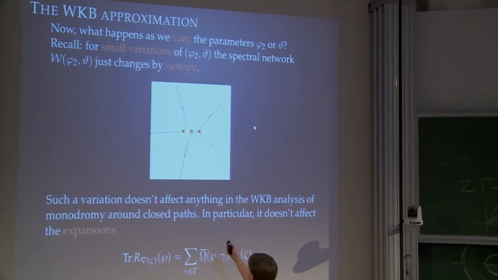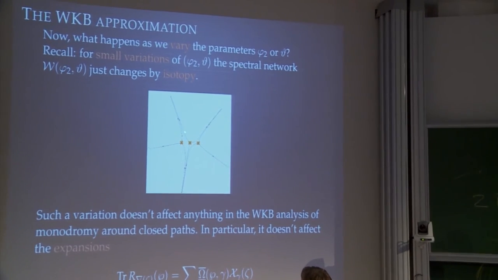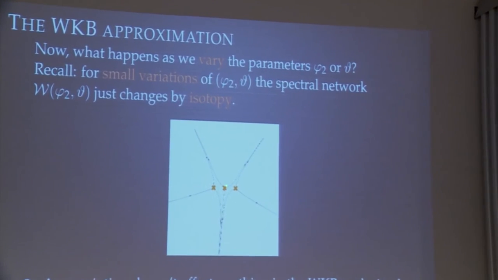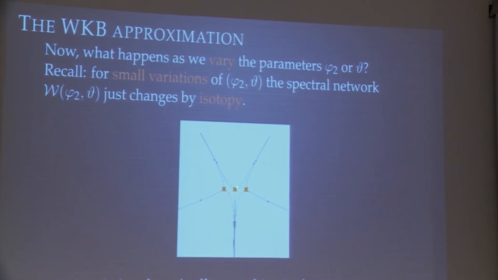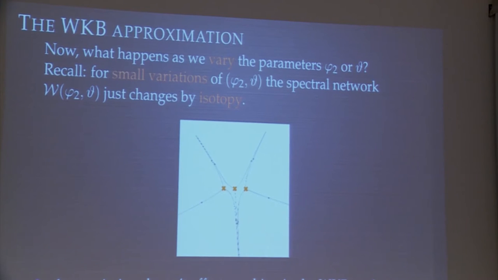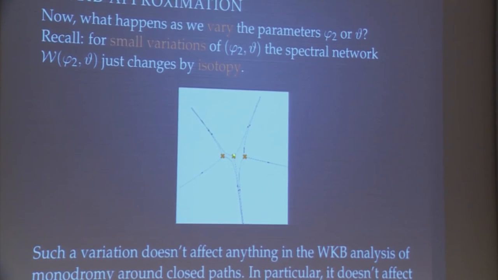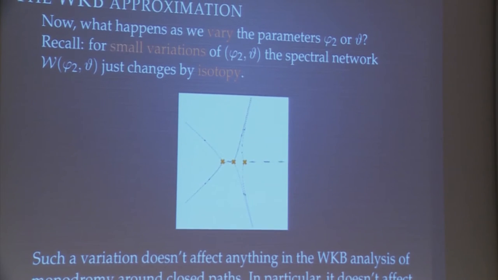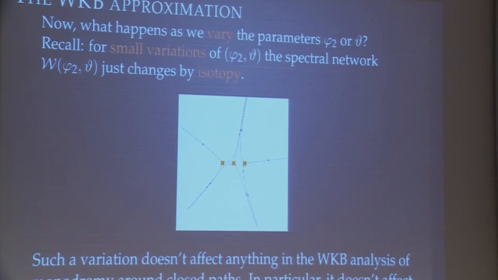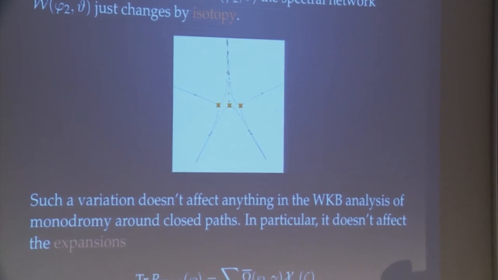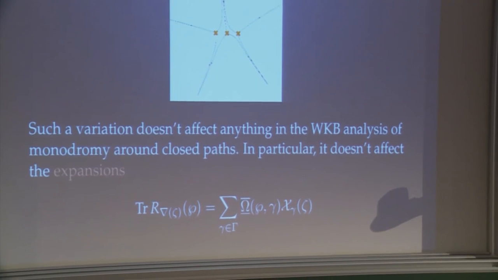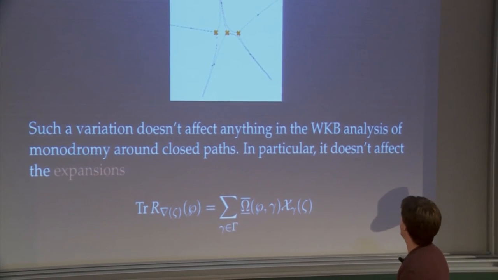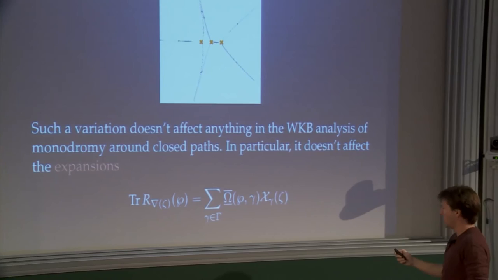And a variation like that doesn't affect anything about how, if I consider a closed path, say this closed path that goes around just two of these things, this WKB analysis is all about how the path intersects this spectral network. And if I just change the network by a little isotopy, I won't change this WKB analysis. So in particular, these coefficients don't vary if I just vary the spectral network a little bit. All right, fine.